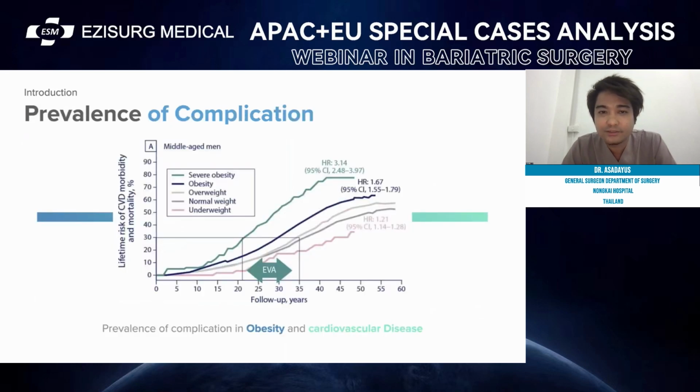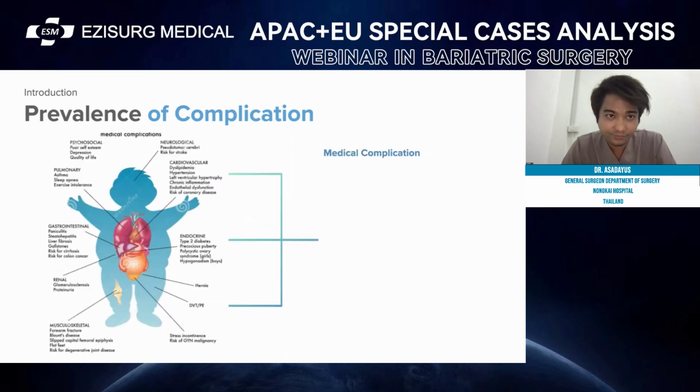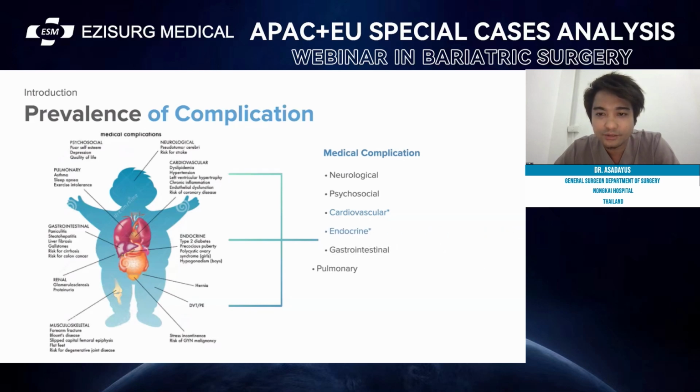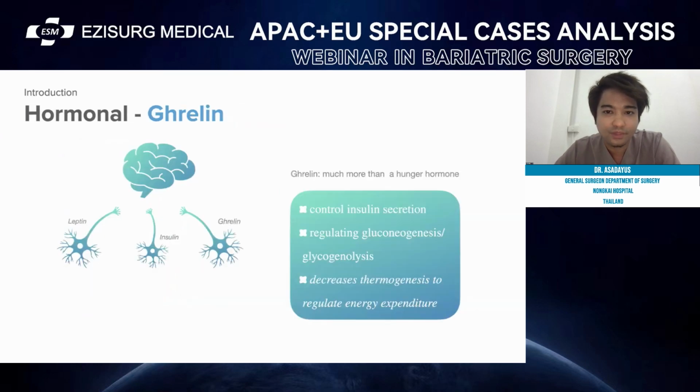The serious complication of obesity is cardiovascular disease, like heart attack, myocardial infarction, and in other systems, like stroke also. This shows the complications in the other body systems: neurological, psychological, cardiovascular, endocrine, gastrointestinal, pulmonary, renal, and musculoskeletal.